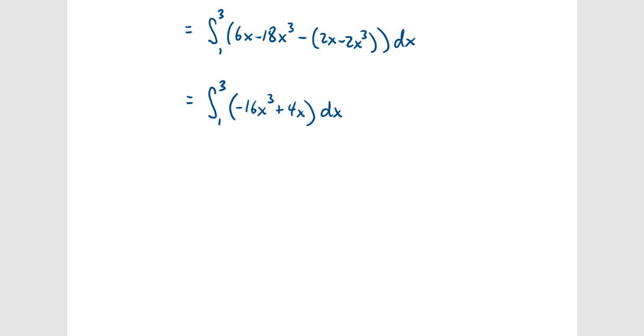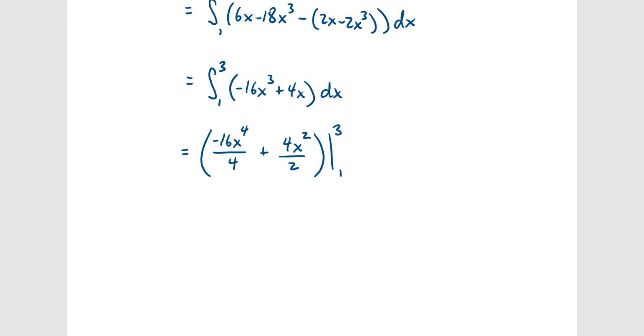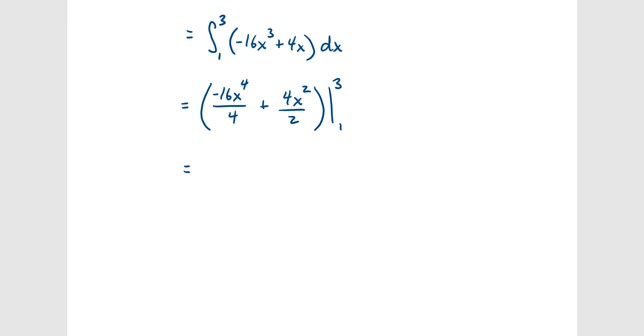And integrating this, we integrate each term separately. So for the first one, we add 1 to the exponent, divide by that new exponent. Second one, we add 1 to the exponent, divide by that new exponent. And then we're evaluating this from 1 to 3, but obviously let's simplify before we plug in. That's going to be negative 4x to the fourth plus 2x squared from 1 to 3. And now we can go ahead and plug in.